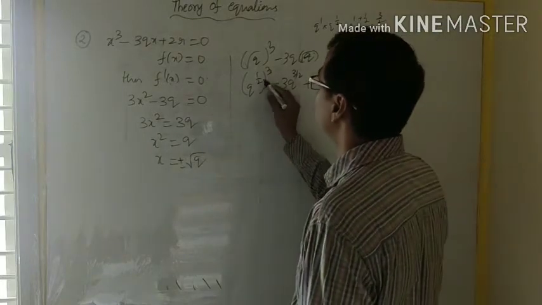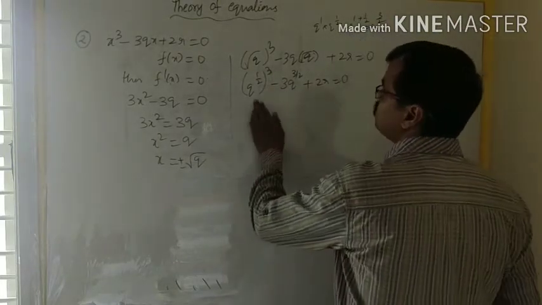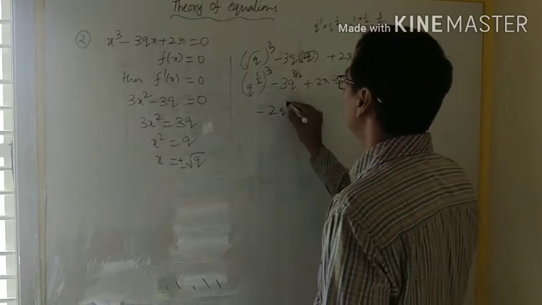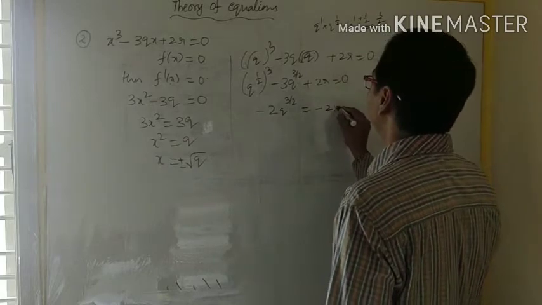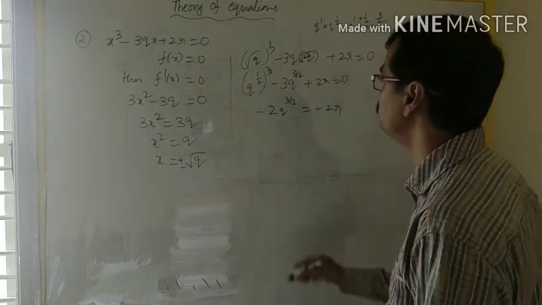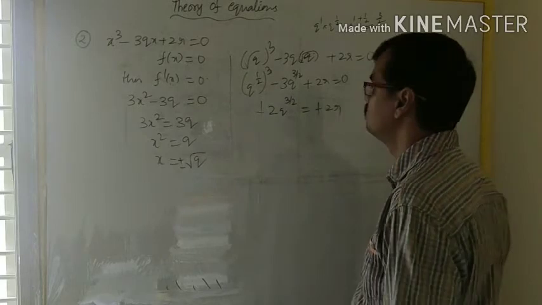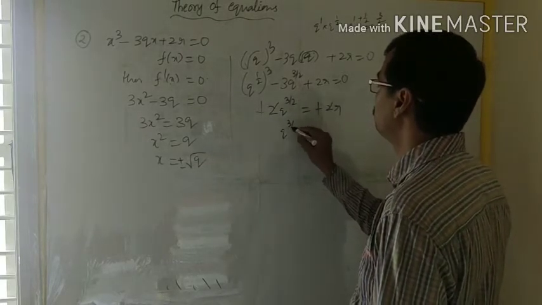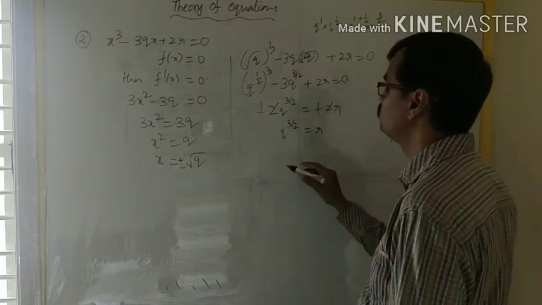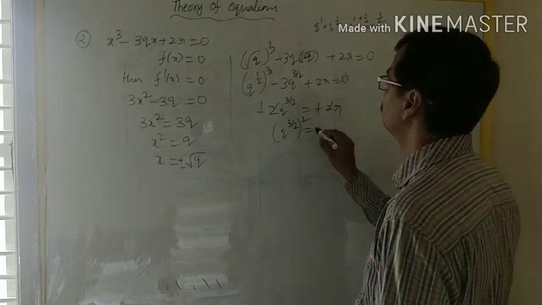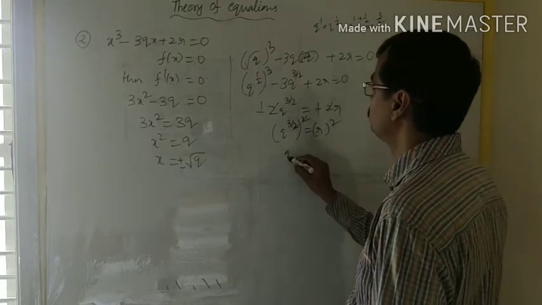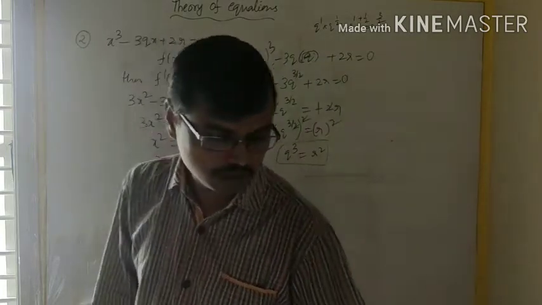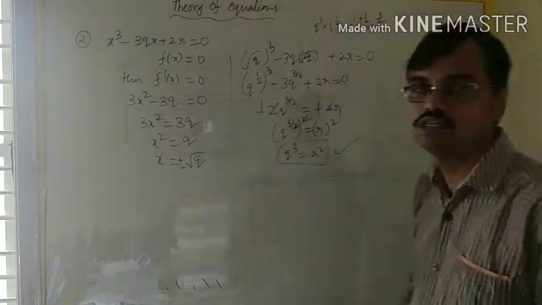This is also q to the power of 3 by 2 only. q to the power of 3 by 2 minus 3 into q to the power of 3 by 2. So it becomes minus 2 into q to the power of 3 by 2 plus 2r equals 0, that is minus 2 q power 3 by 2 equals minus 2r. Both sides cancel the minus sign, so 2 also will be cancelled. q power 3 by 2 equals r. So squaring on both sides, q cube is equal to r square. This is the required condition.